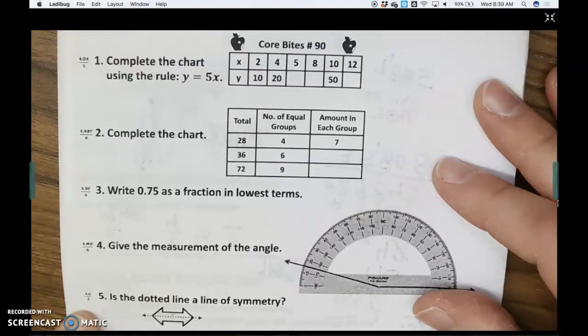All right, everybody, here's your Core Bites number 90. So make sure that you make your corrections and ask us any questions in class if you're not sure about one of these problems. The first one is a chart, and you're doing the input and the output.